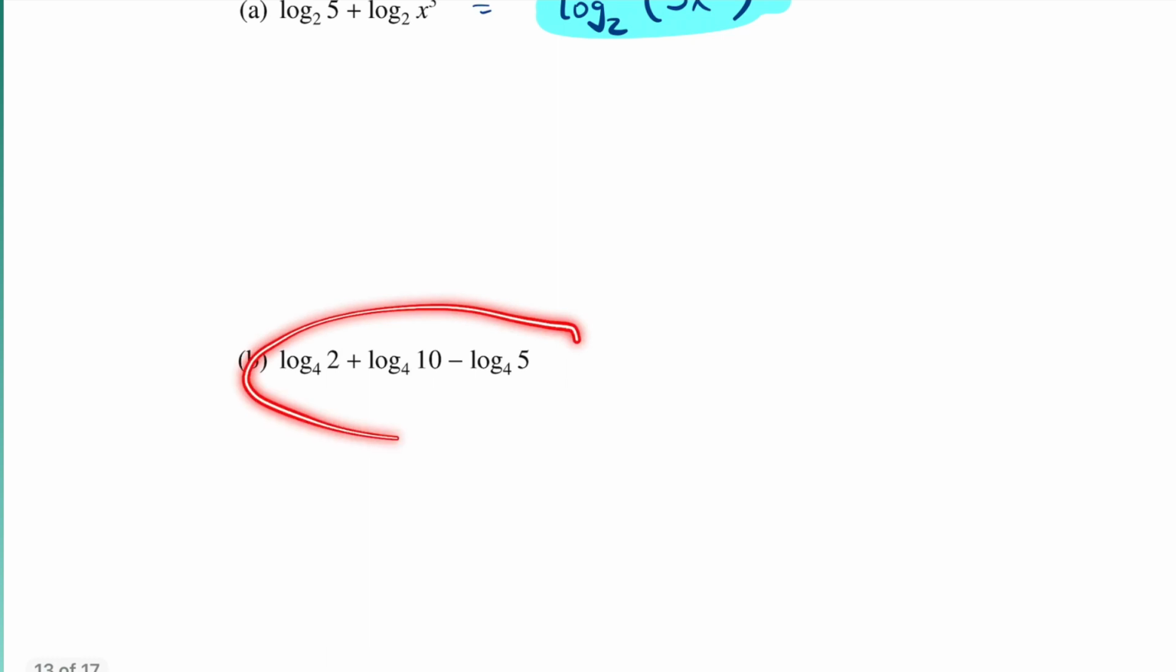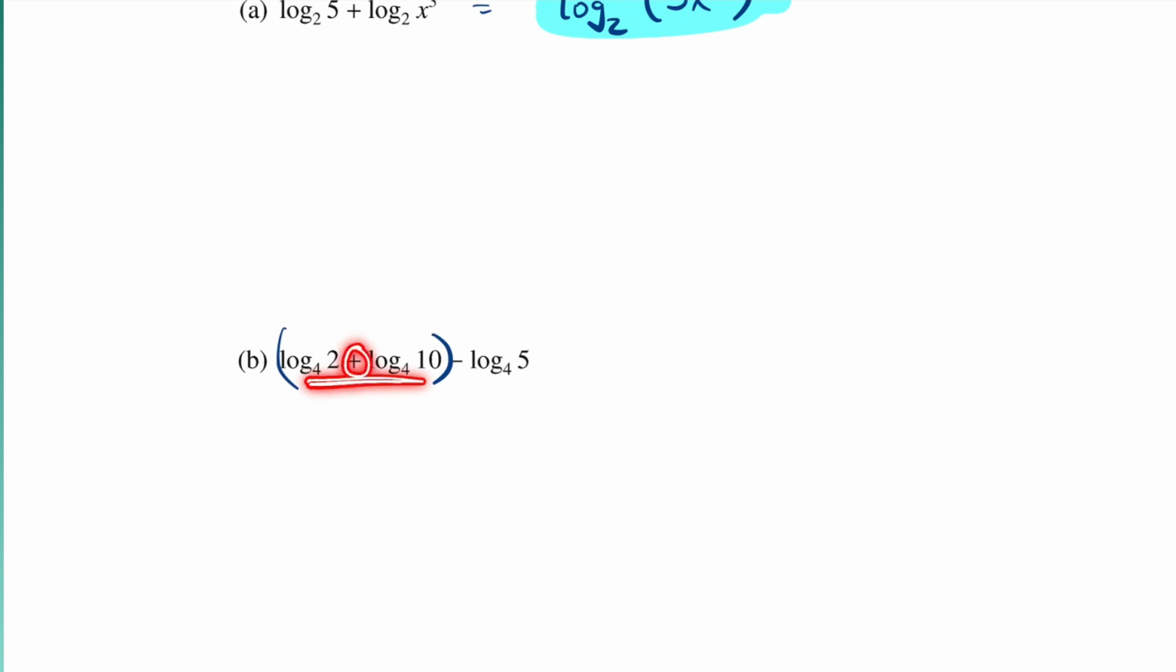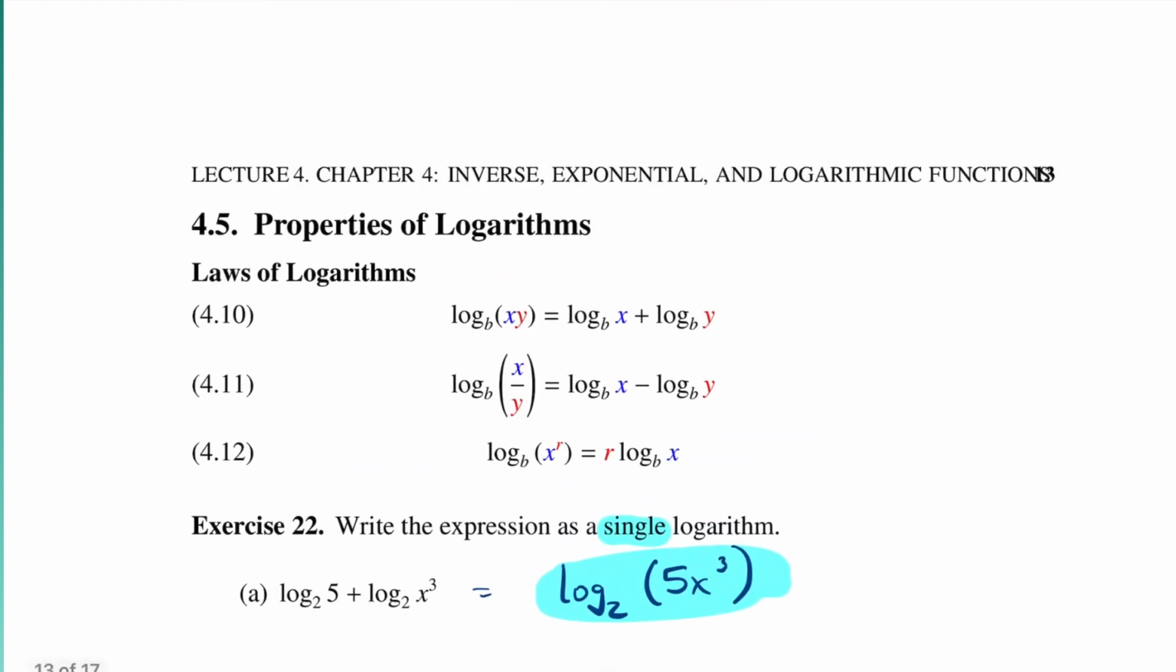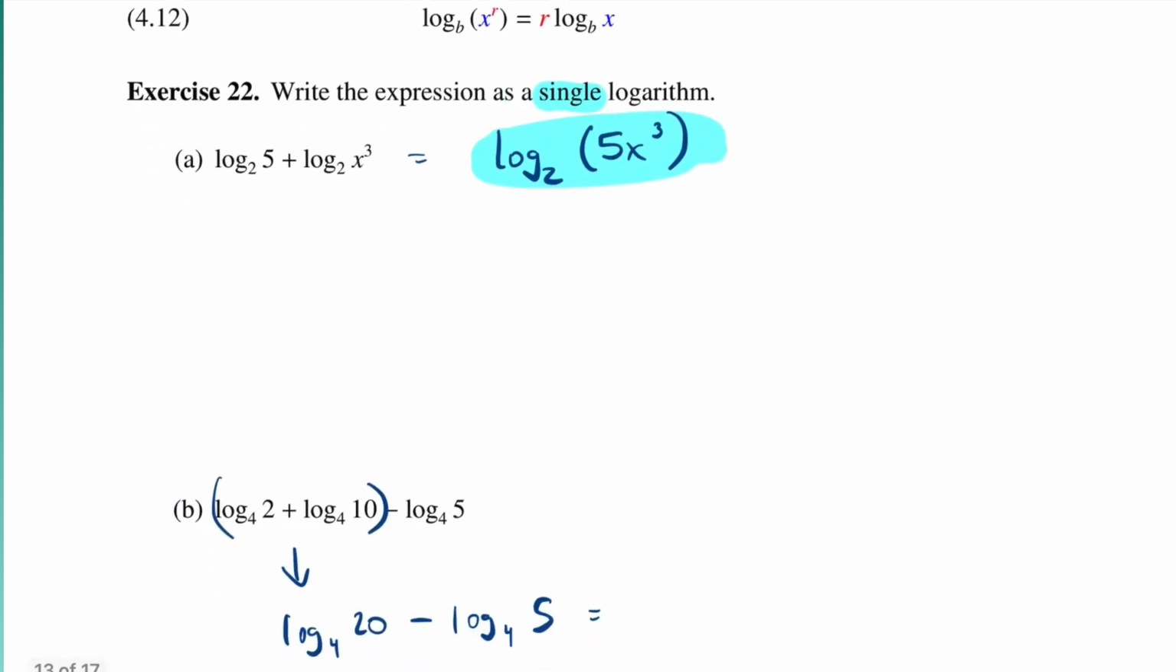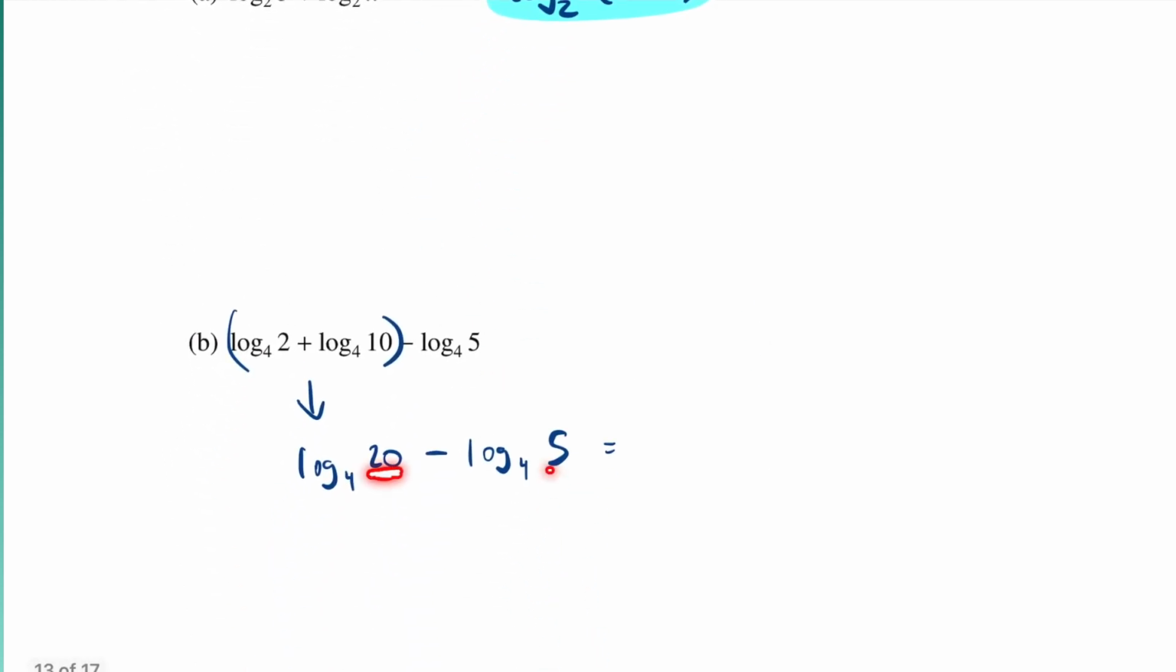Same thing. Now we have 3. We need to combine those into 1. So I recommend that you just work with the first two and then you work your way out. So the first two, because of the addition, that means we're multiplying the 2 and the 10 together. So that's going to become log base 4 of 20 minus log base 4 of 5. The subtraction tells us that we need to divide the x and the y. So in this case, we got 20 divided by 5.